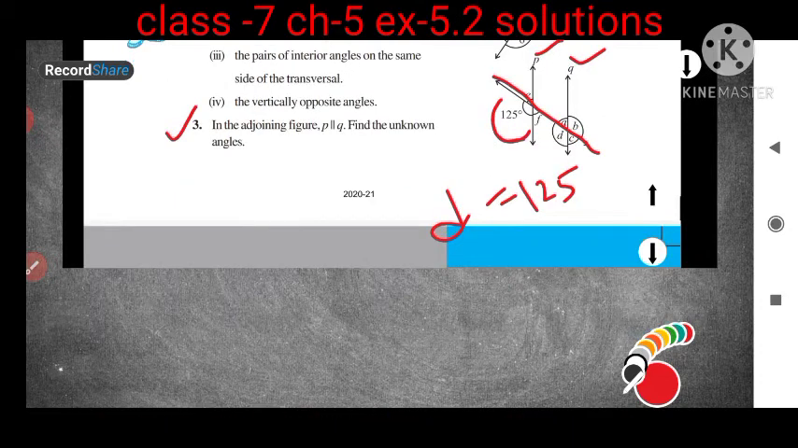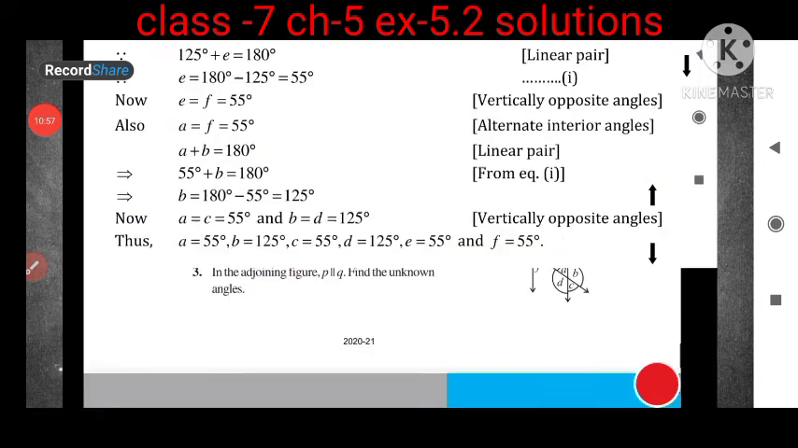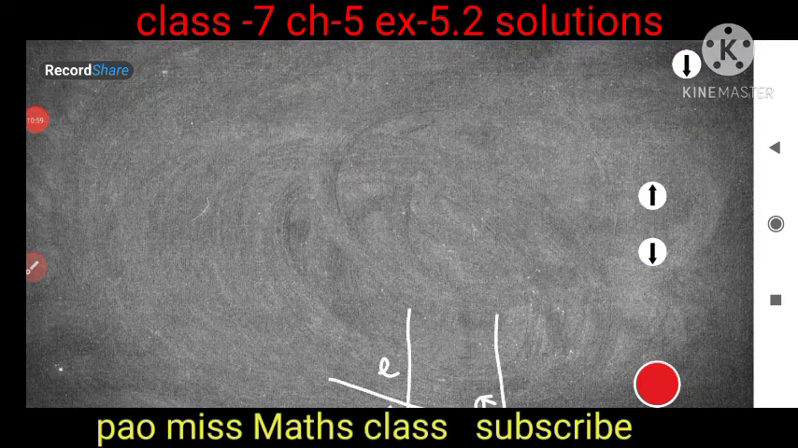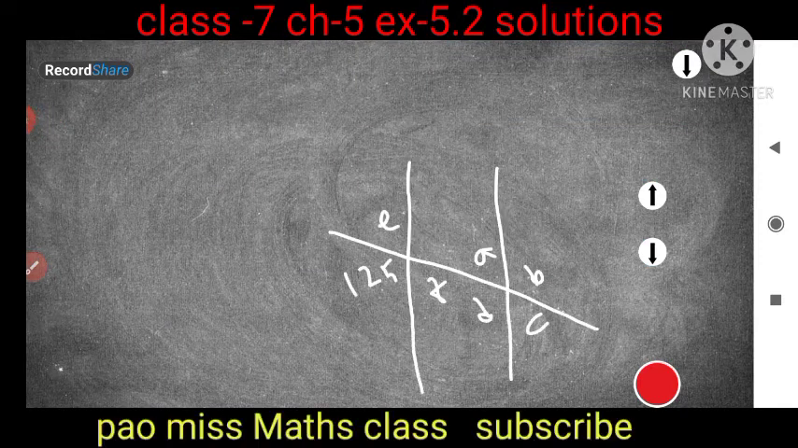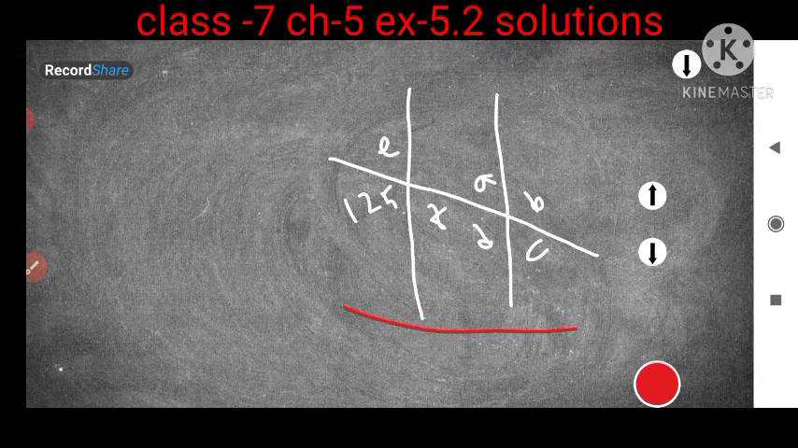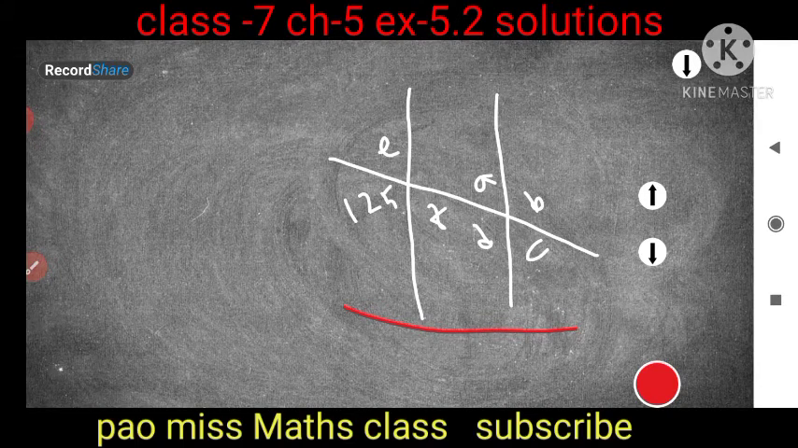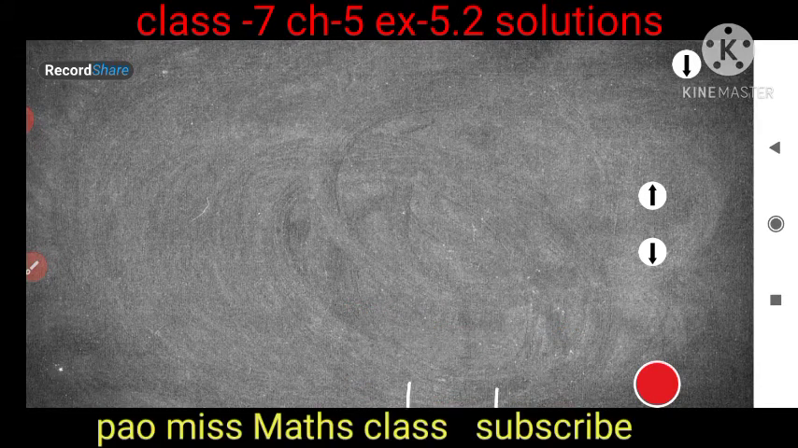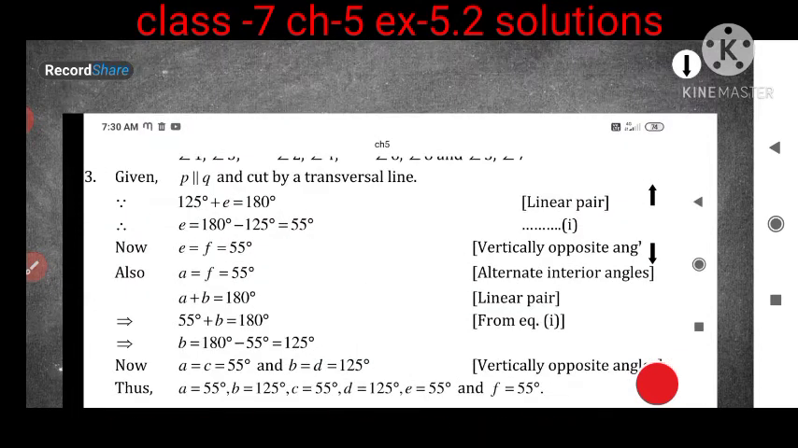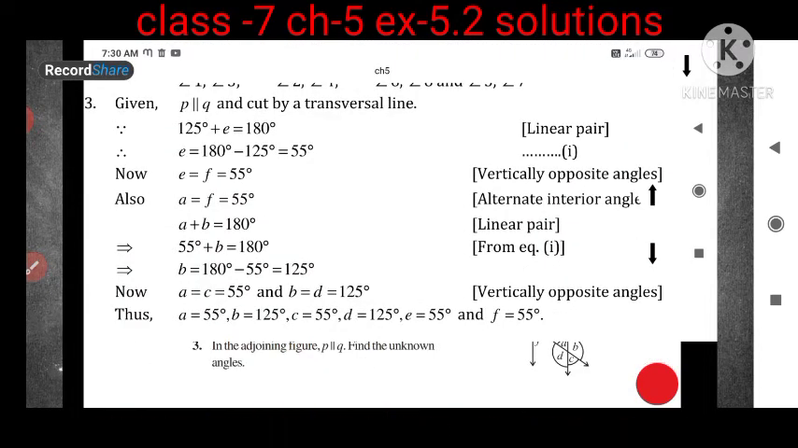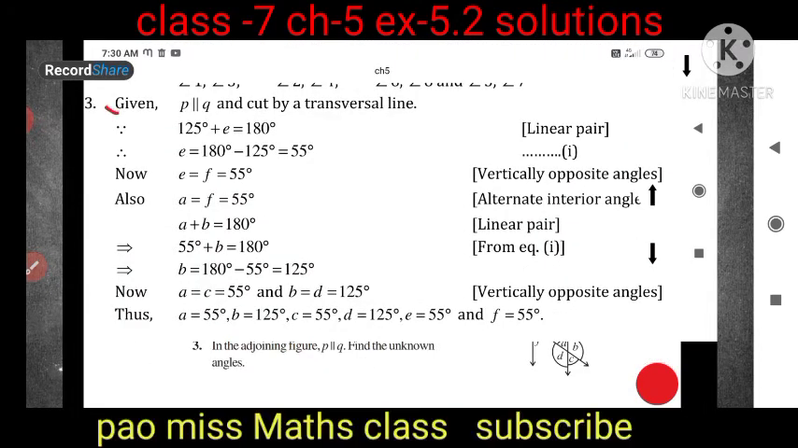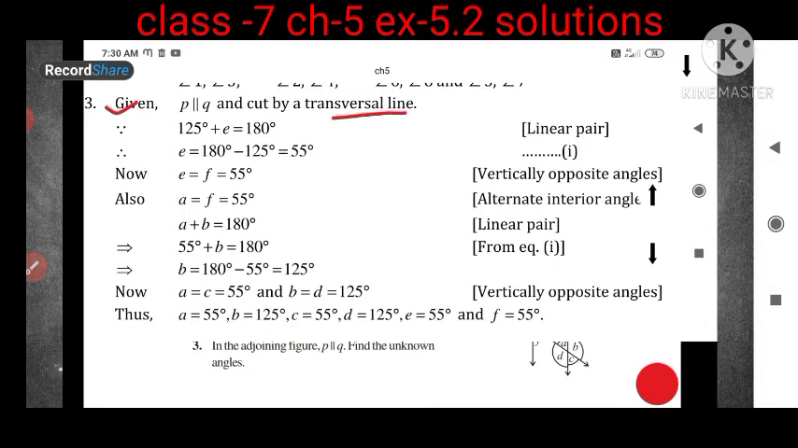Okay, now you can see the figure. This is the figure, isn't it? This is the given figure I have drawn here. Now come to the solution. Now P is parallel to Q. This is given in the question, isn't it? And cut by a transversal line. And we can see the transversal line also.